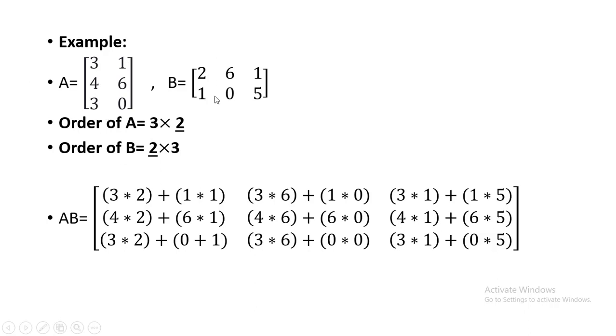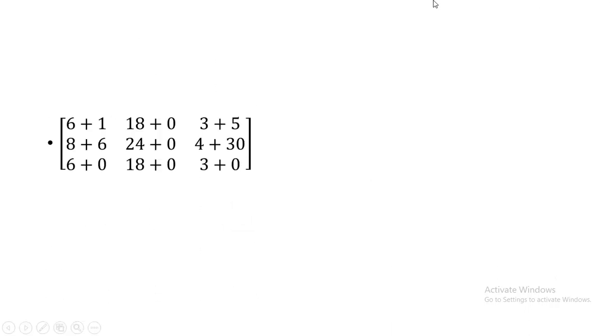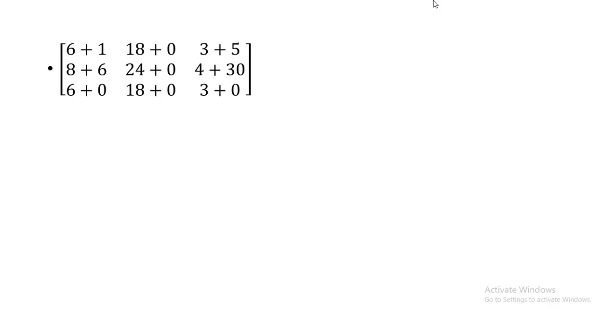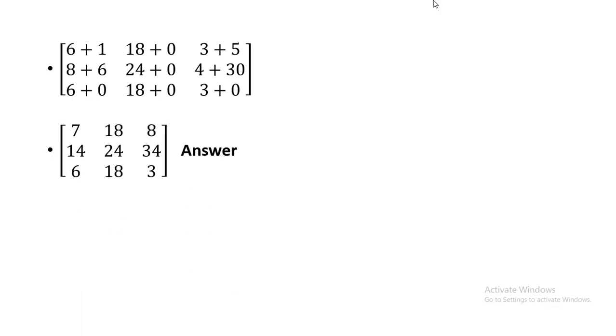Then third row, first column: 3 multiplied by 2 plus 0 multiplied by 1. Second entry: 3 multiplied by 6 plus 0 multiplied by 0. Then last entry: 3 multiplied by 1 plus 0 multiplied by 5. So this is the final result and this is your final answer.